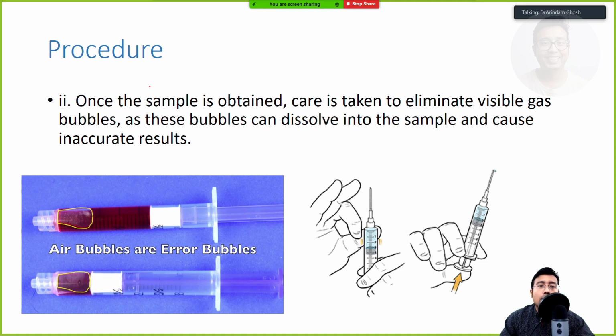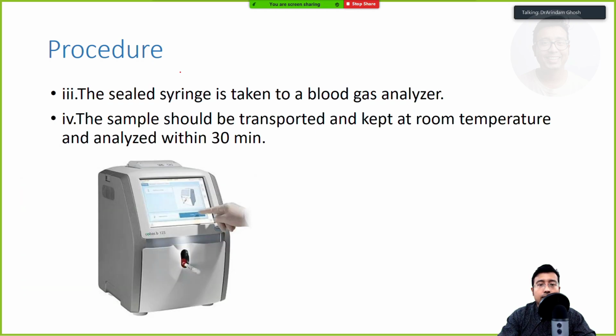So what to do to eliminate air bubbles? Either this is a do or a don't. The next don't is, okay, so air bubble is done. Next, the sealed syringe is taken to the blood gas analyzer. The sample should be transported and kept at room temperature and analyzed within 30 minutes. These are two very important things.